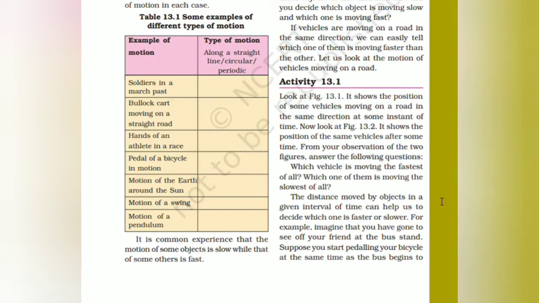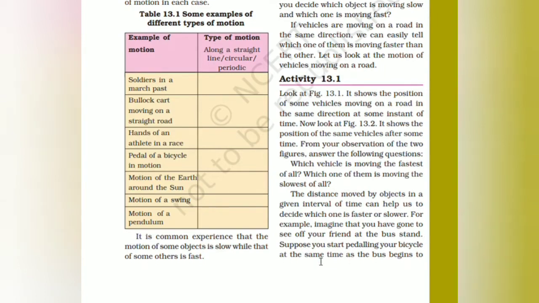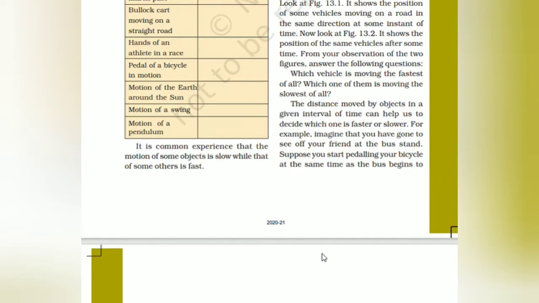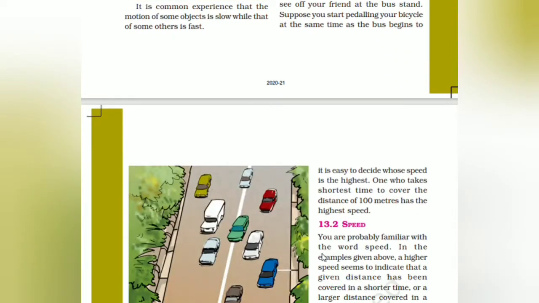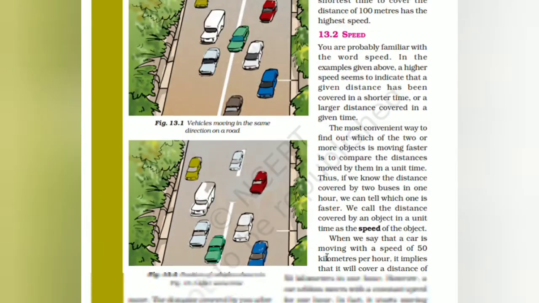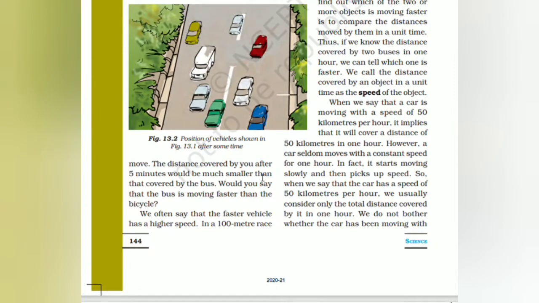The distance moved by the objects in a given interval of time can help us to decide which one is faster or slower. For example, imagine that you have gone to see your friend at the bus stand. Suppose you start pedaling your bicycle at the same time as the bus begins to move. The distance covered by you after 5 minutes would be much smaller than that covered by the bus. We often say the faster vehicle has a higher speed.